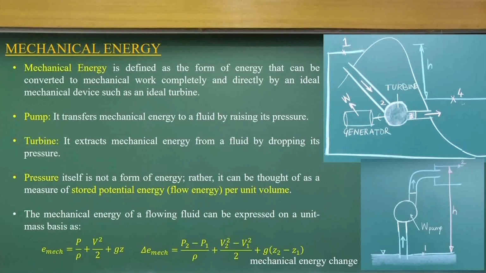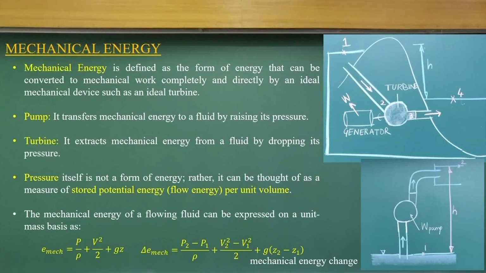So, when you have flow systems and pipe networks in your campus, you can see there is a series of pumps to increase the mechanical energy in the flow systems, and turbines are there whenever you have hydropower projects. You need a turbine that extracts energy from the flow system by dropping its pressure. So, increasing a pressure and dropping a pressure. Pressure itself is not a form of energy; as we say, it is just flow energy or storage potential energy per unit volume.